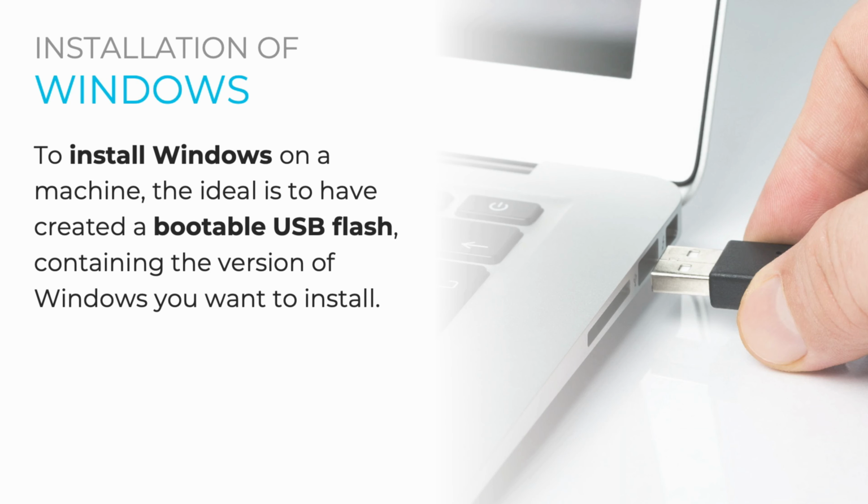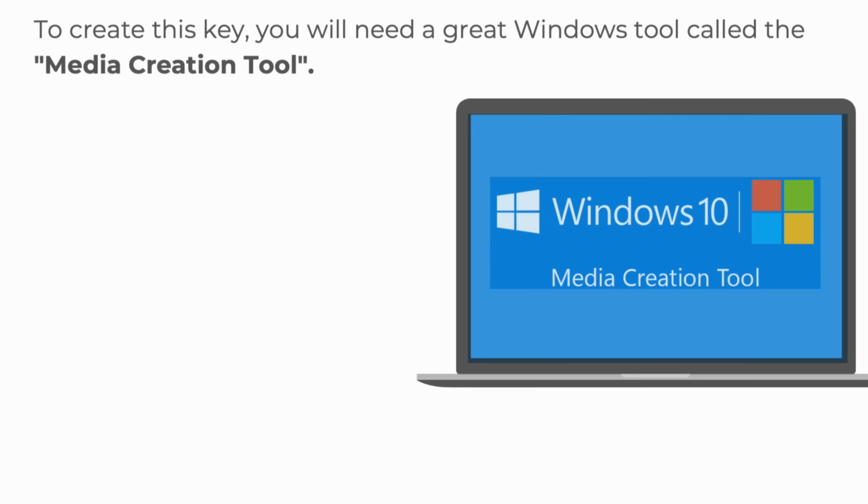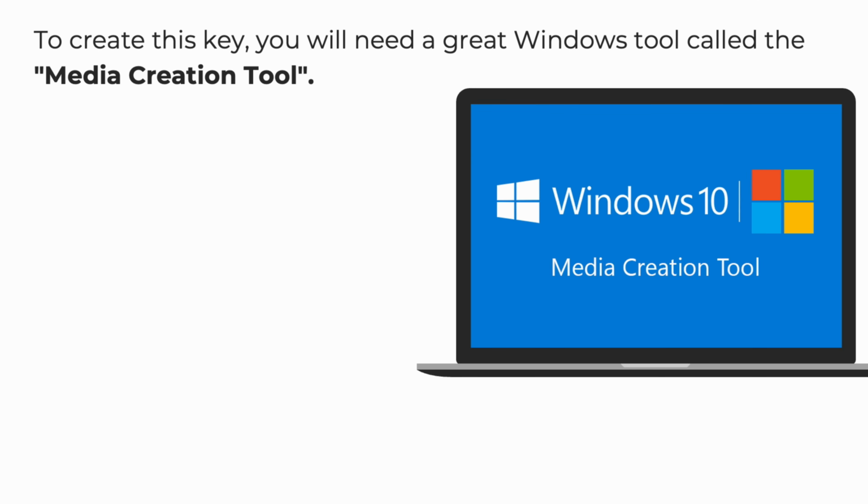To install Windows on a machine, the ideal is to have created a bootable USB flash drive containing the version of Windows you want to install. And to create this key, you will need a great Windows tool called Media Creation Tool. This tool will allow you to put the latest version of Windows on your USB flash drive and make it bootable to be able to start its installation.